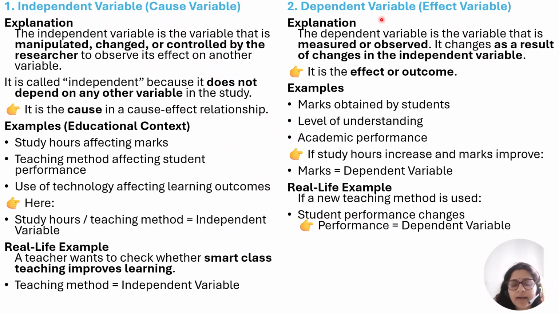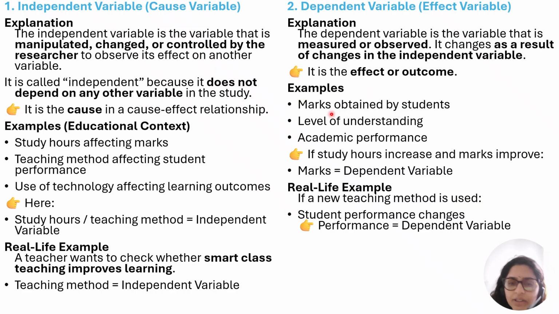Then dependent variable. Dependent variable is the effect variable. This is the variable that is actually measured or observed. This variable changes as the result of changes in independent variable. So we keep changing the independent variable and dependent variable keeps changing by itself. It is not controlled by the researcher. It is the effect of the cause.